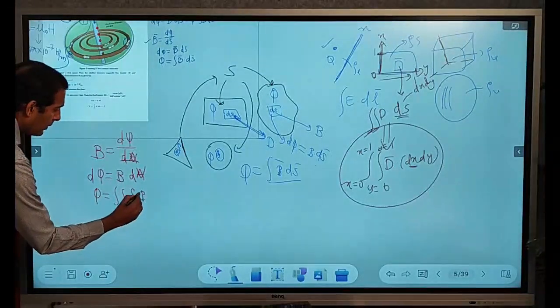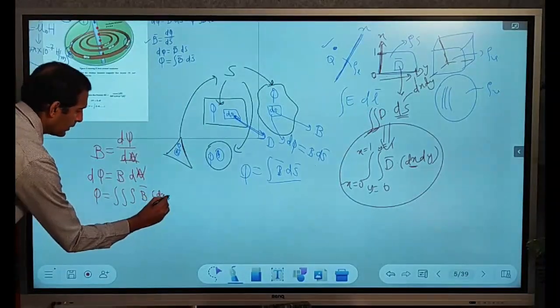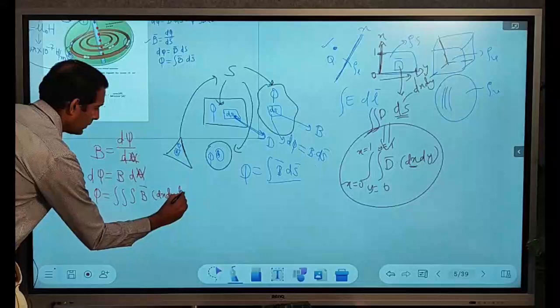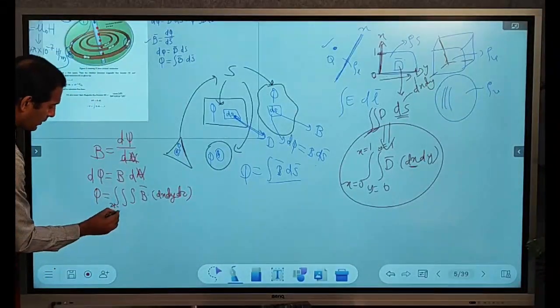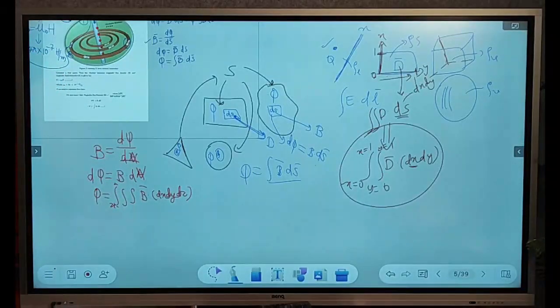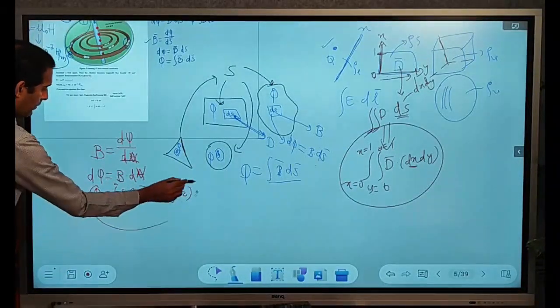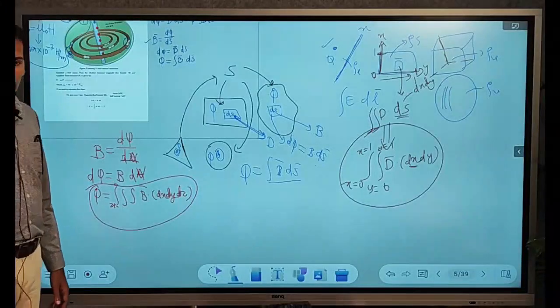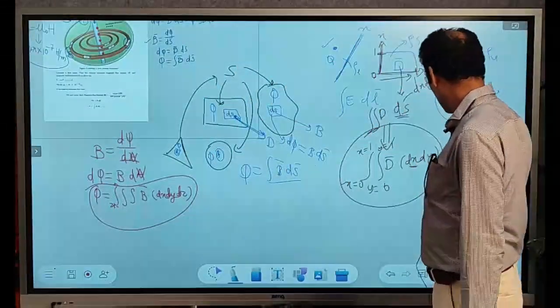So here B bar dot, now this dV may be dx into dy into dz. So here x equal to some starting value, x equal to ending value, like this we will put the limits. So this is psi equal to, or phi equal to B bar dot dS bar or B bar dot dV bar. So let us move to next.